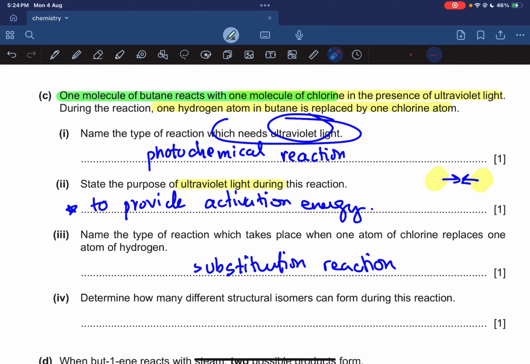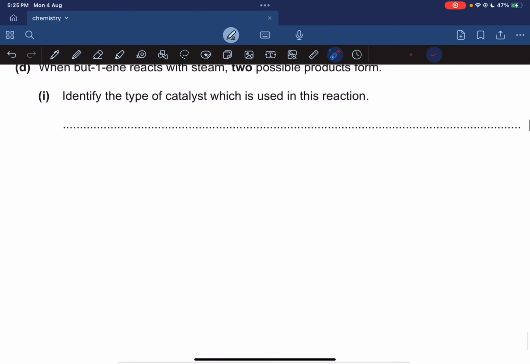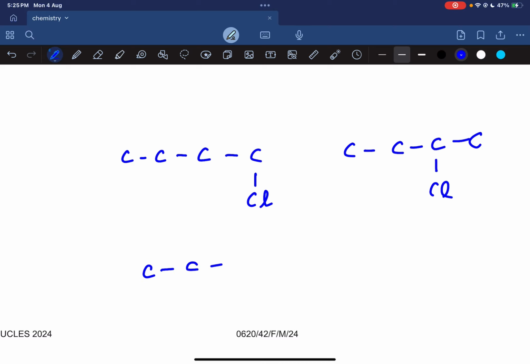Determine how many different structural isomers can form during this reaction. Okay, so what we are doing is that we are taking a molecule of butane and we are replacing a hydrogen with chlorine. So either we can form 1-chlorobutane or 2-chlorobutane, because there are no more possibilities. And let me draw it for you. Okay, look, we have 4 carbons, like 1, 2, 3 and 4. Either a chlorine can attach on the first carbon, or if it doesn't, it can attach on the second carbon. And if it doesn't, you might think that it can also attach on the third carbon.